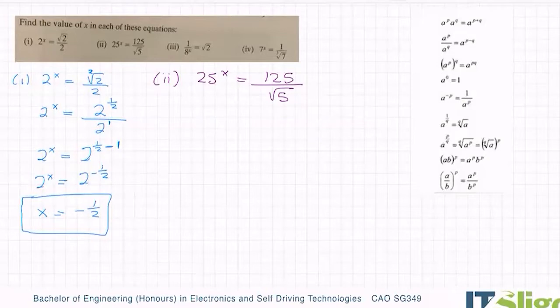Well, how do I rewrite 25 with the base number of 5? So it would be 5 squared. Okay, put that into a bracket and put the x outside it. Okay, so that it is literally just this 25 up here that got rewritten as 5 squared.